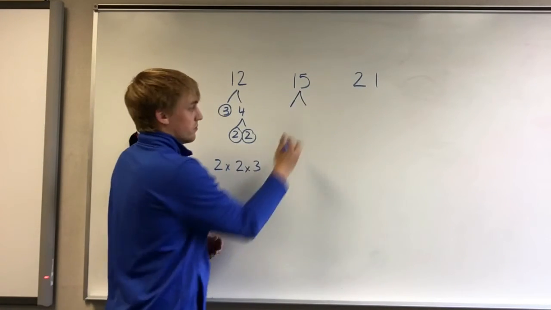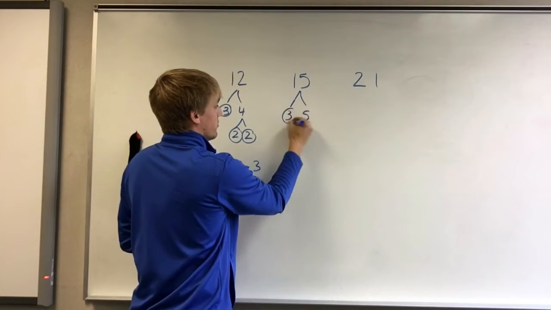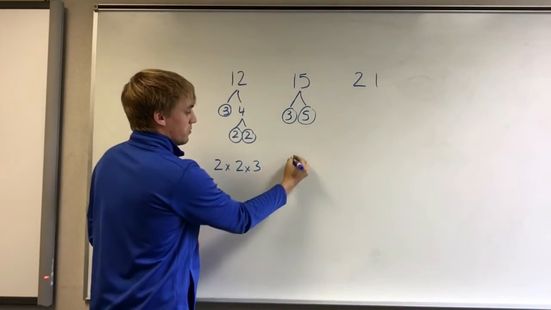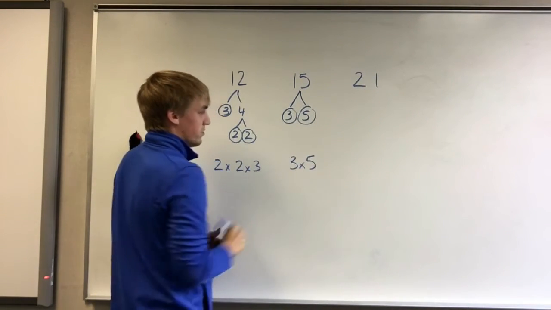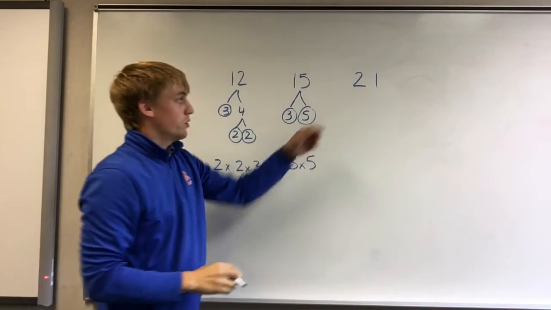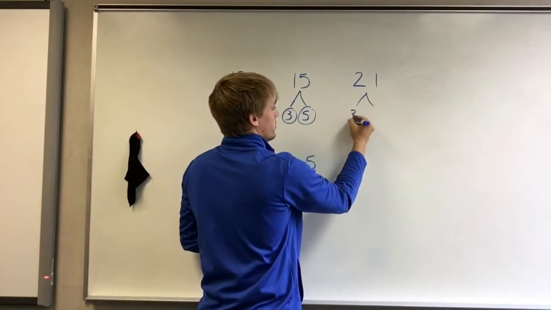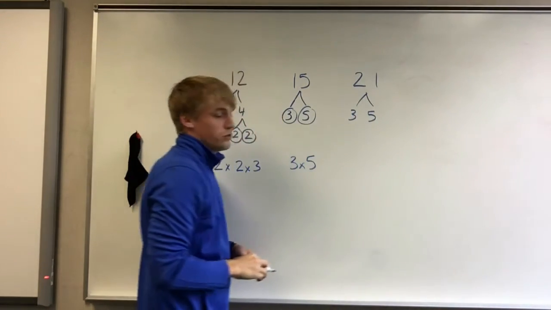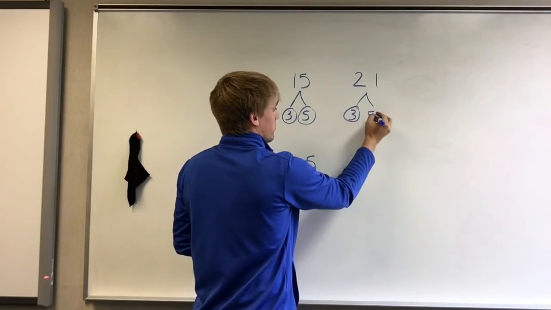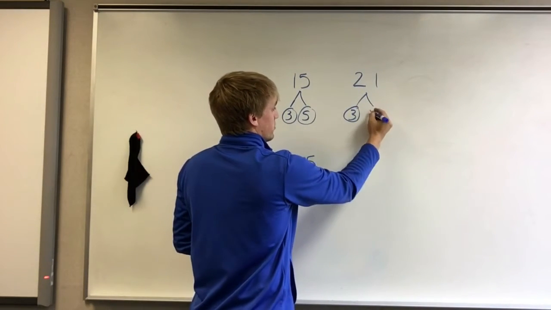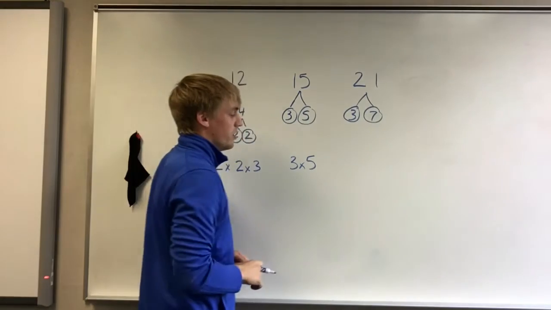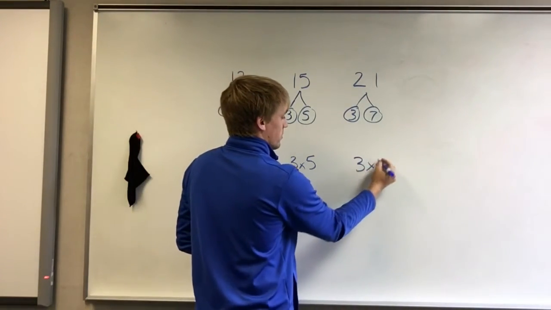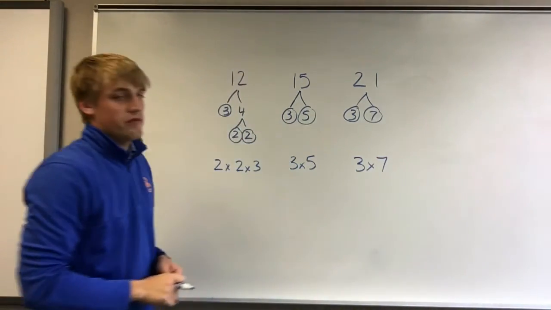15, 3 times 5 goes into 15. Those are both prime, so its prime factors are 3 times 5. 21, 3 times 7 goes into 21. Sorry, this should be a 7. Those are both prime, so 3 times 7 are the prime factors for 21.